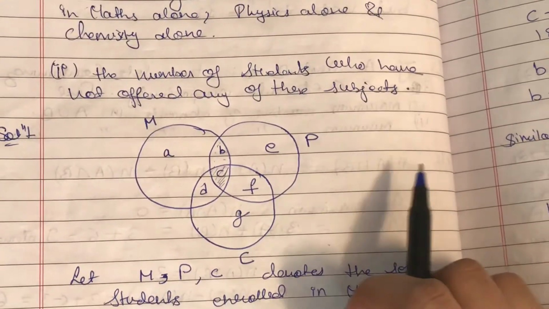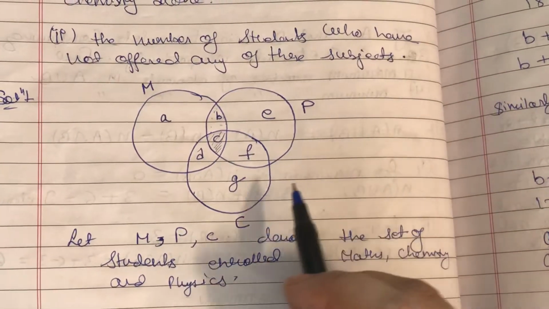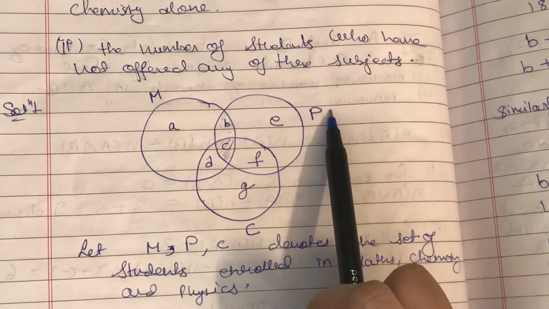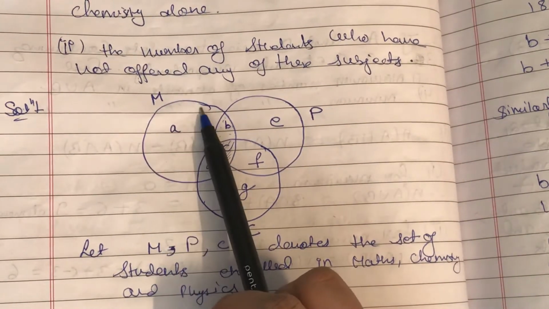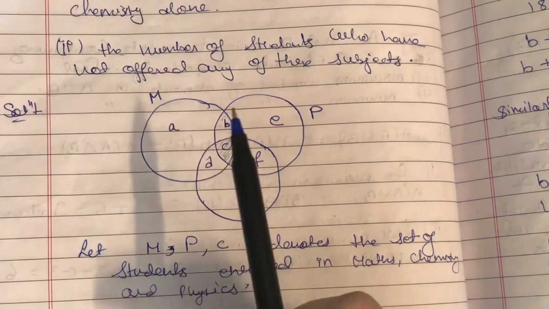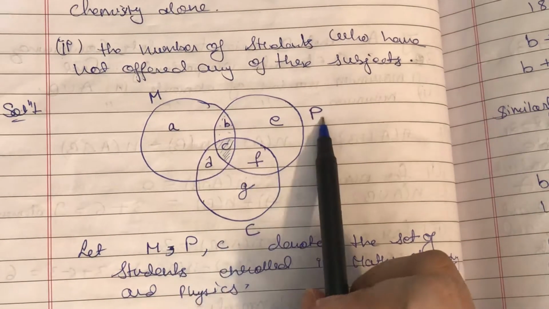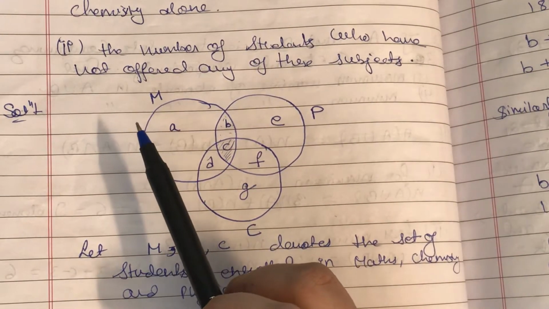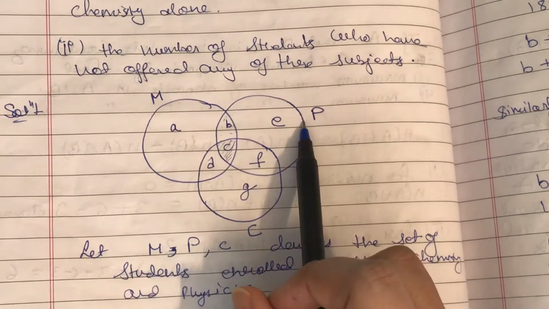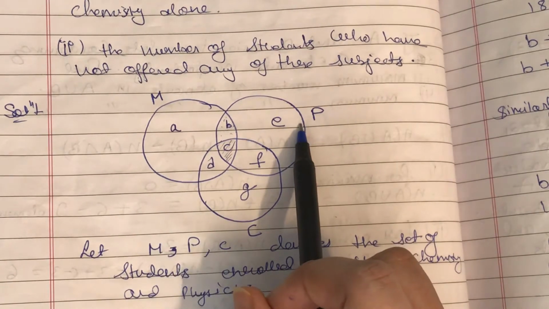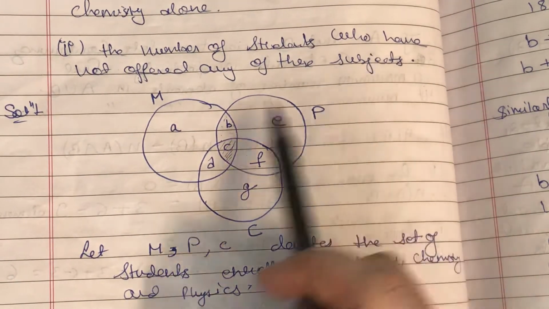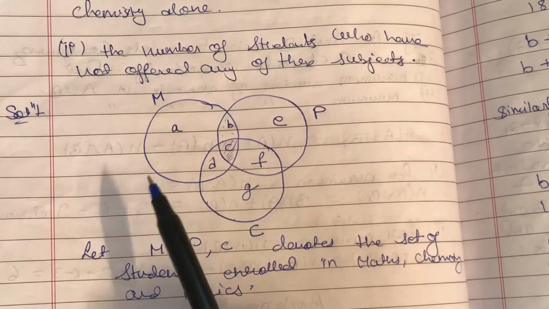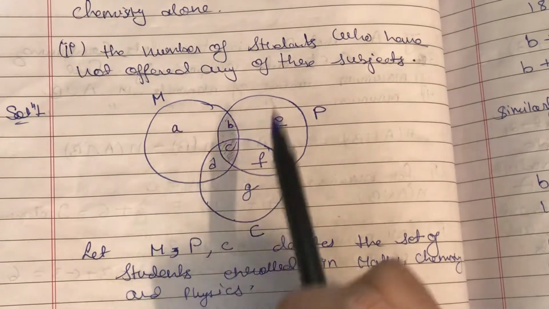Now, as you can see from the Venn diagram which I have drawn here, there are three circles, M, C, P. This represents the number of students opted for mathematics, the number of students opted for chemistry and the number of students opted for physics. Whenever you get a question like that, always draw as many circles as there are subjects. There were three subjects, so that's why I have drawn three circles. Definitely all the three circles are interlinked, so it will look like that.